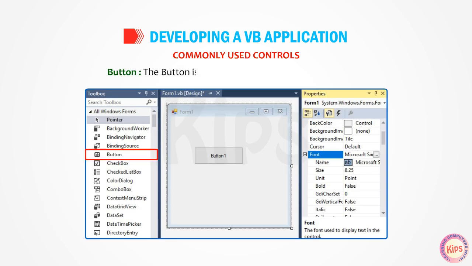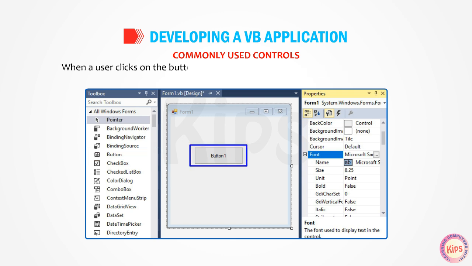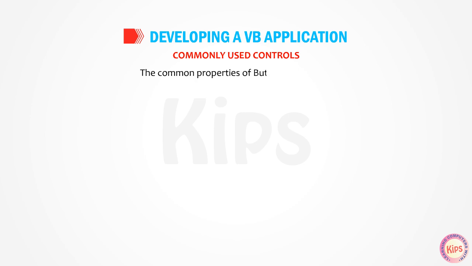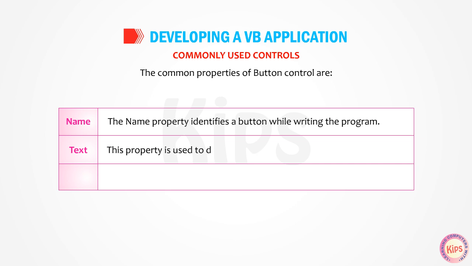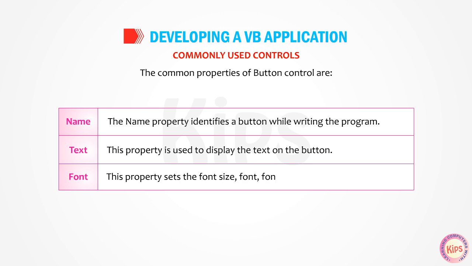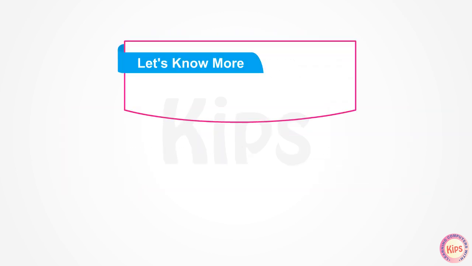Button. The button is used to raise an event in the application. When a user clicks on the button, the programming statements associated with that button get executed. The common properties of button control are: Name. The name property identifies a button while writing the program. Text. This property is used to display the text on the button. Font. This property sets the font size, font style, etc. for the button.